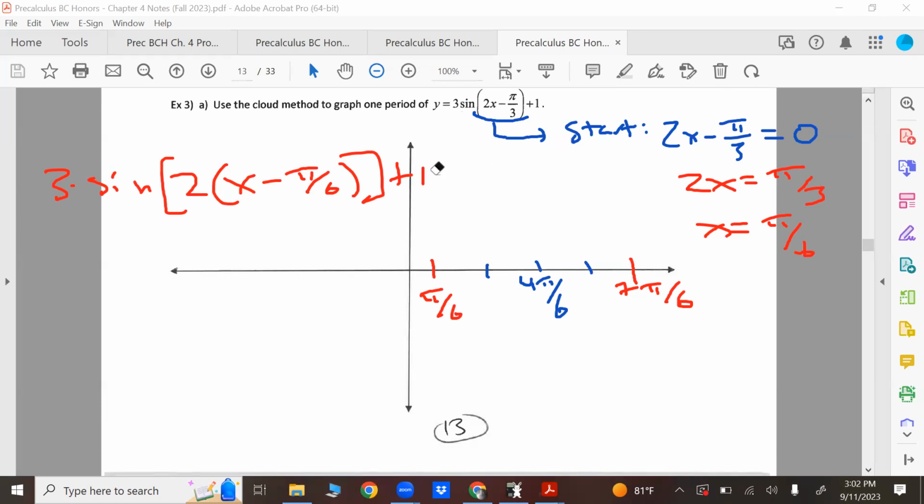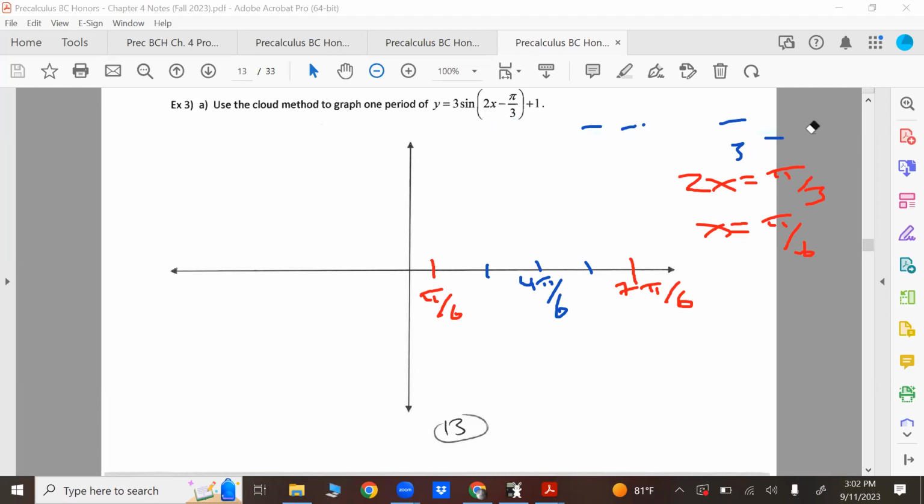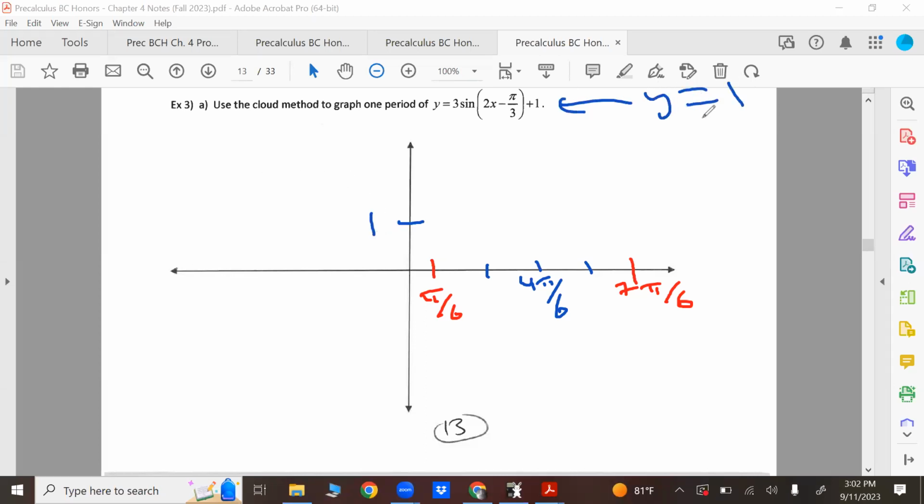This is the part where I really need you guys to focus. There is a vertical shift, right? What's a vertical shift? 1. I like to call that the midline. I'm not sure if Ms. Wong did the same thing. She did? Okay, cool. So this right here, y equals 1, I call the midline. It's not a symmetry, there's no symmetry going on there. It's just kind of where the middle of the graph is, right?